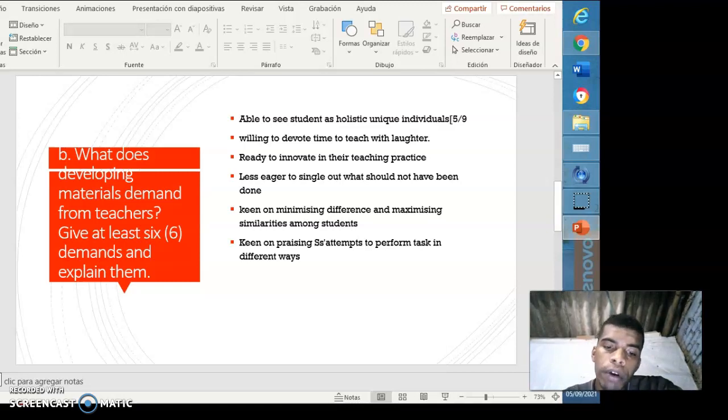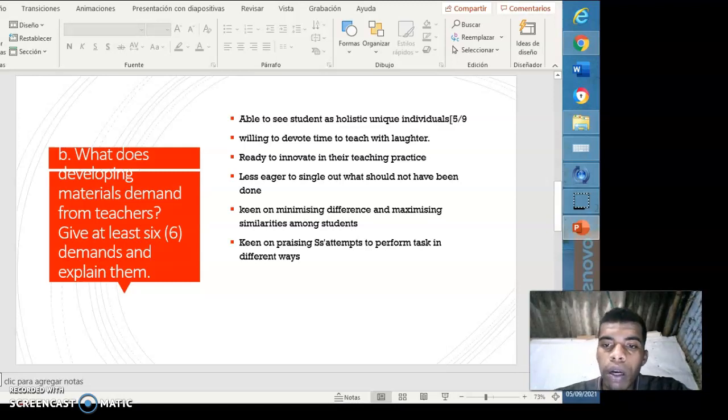The teacher must forget about all his personal problems in the moment to enter the classroom, and he must always give a smile to his students. Ready to innovate in their teaching practice. And as we all know, new ways of teaching are discovered every day, and every teacher must update his knowledge frequently to avoid staying in the past.